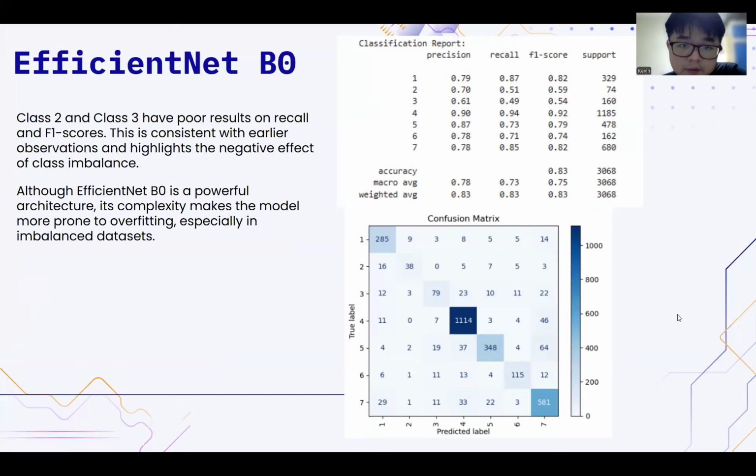So here are the pictures showing the classification report and confusion matrix. We can see class 2 and class 3 have poor results on recall and F1 score. This is consistent with the earlier observation and highlights the negative effect of class imbalance. Although the model is a powerful architecture, its complexity makes the model more prone to overfitting, especially on an imbalanced dataset.